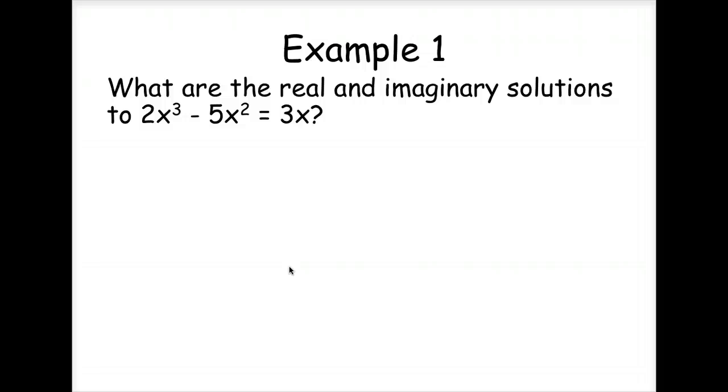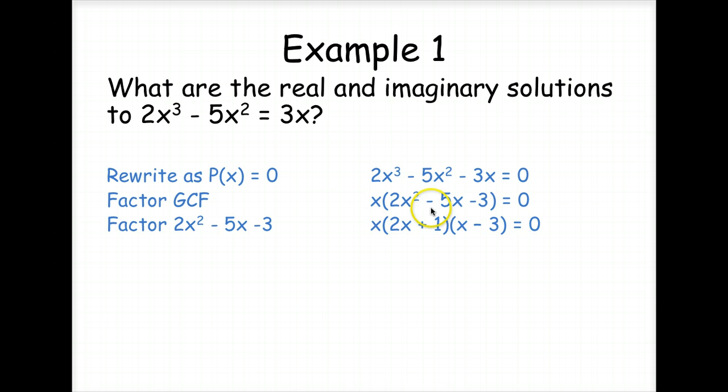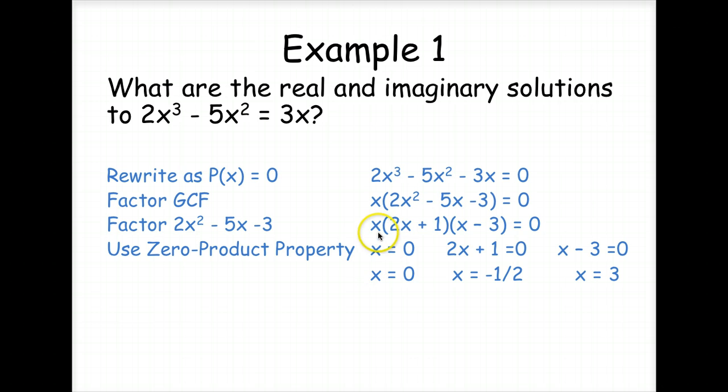What are the real and the imaginary solutions to 2x to the third minus 5x squared equals 3x? As we see, the first thing we need to do is set it up p of x equals 0. So we're going to subtract 3x from both sides. Now let's factor out the greatest common factor. There's an x in every term. Then we can factor 2x squared minus 5x minus 3 as 2x plus 1 and x minus 3. Next, we're going to use the zero product property to set every factor equal to 0 and solve for the variable. So the solutions for this function are 0, negative 1/2, and 3.